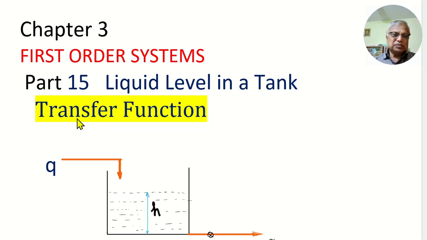Welcome to this lecture, first order systems. The liquid level in a tank. A tank through which a liquid flows continuously in and out is a first order system. It's an example of a first order system.